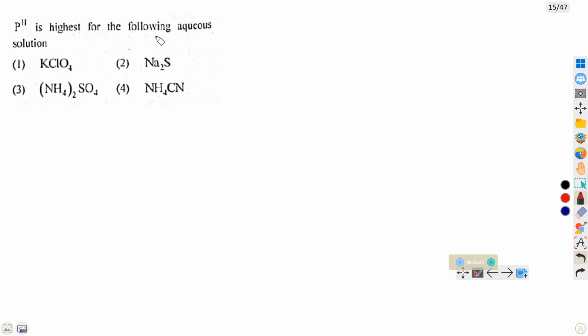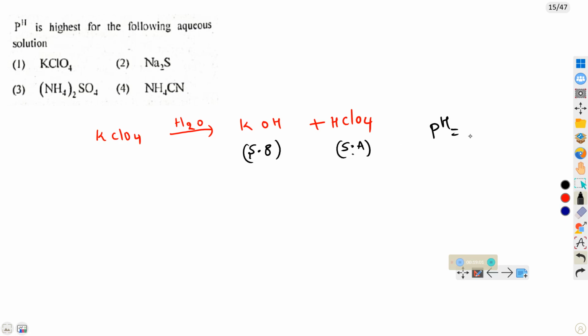pH is highest for which of the following aqueous solutions? All are salts. KClO4 reacts with H2O, then it gives KOH plus HClO4. KOH is a strong base, HClO4 is a strong acid. Both are strong, so pH value is 7. You can take Na2S, which undergoes hydrolysis, then it gives NaOH plus H2S.